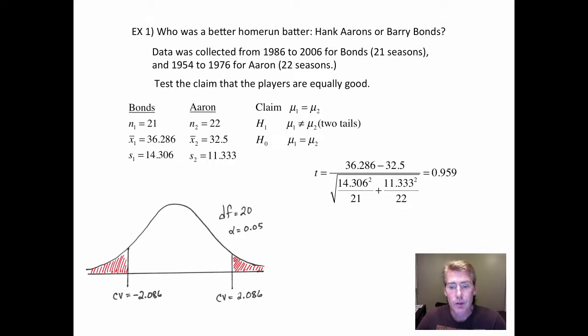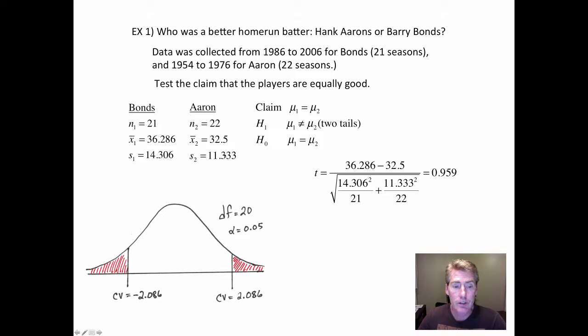Okay, well, I'll do the formula one time, just for extra fun. So here's the formula. I found it to be a test statistic of 0.959. That definitely does not make it past 2.086, which means fail to reject H sub O. We cannot prove that there's a difference.